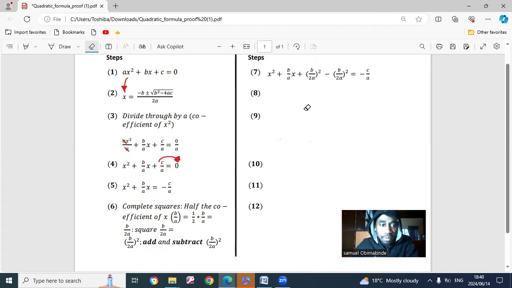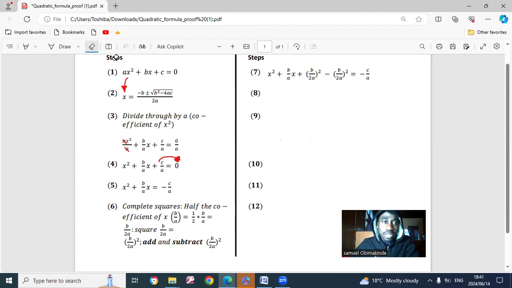So look at what happened in step 7. This step 7 is essentially the same thing as step 5. All we did here was to add and subtract b over 2a all squared, right? So that was what we said here.